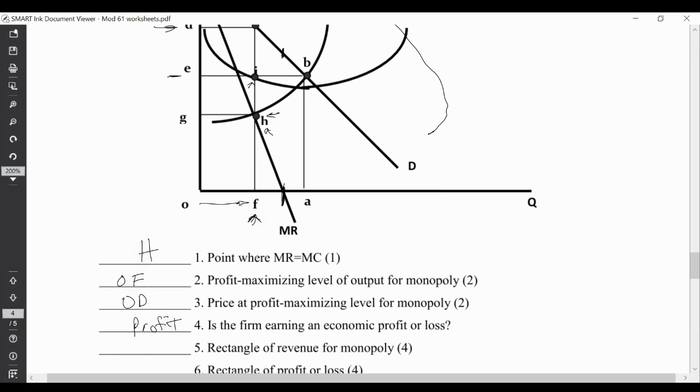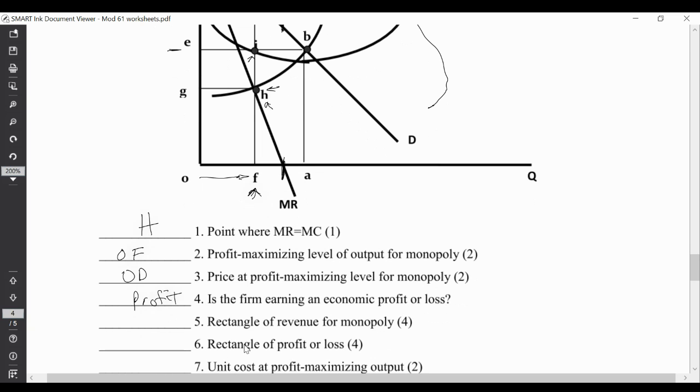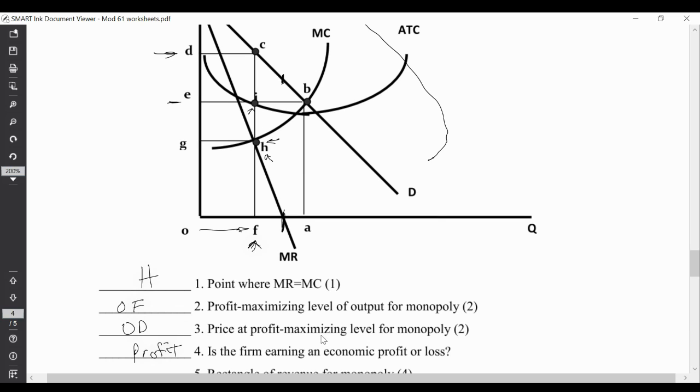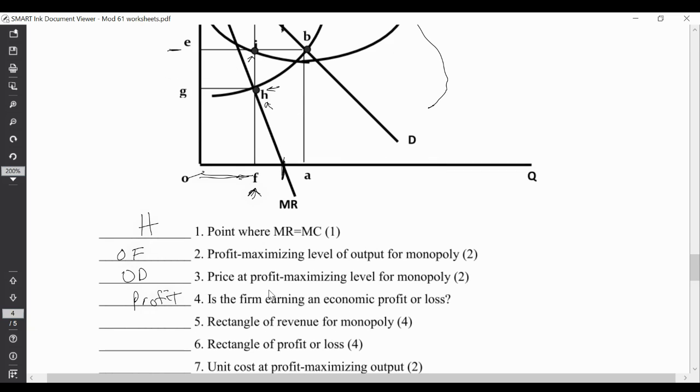Now, what is the rectangle of the revenue that they're receiving? The revenue that they're receiving is essentially from O to F to C to D, right? That is the area of it. So we could say ODCF is that rectangle of revenue.